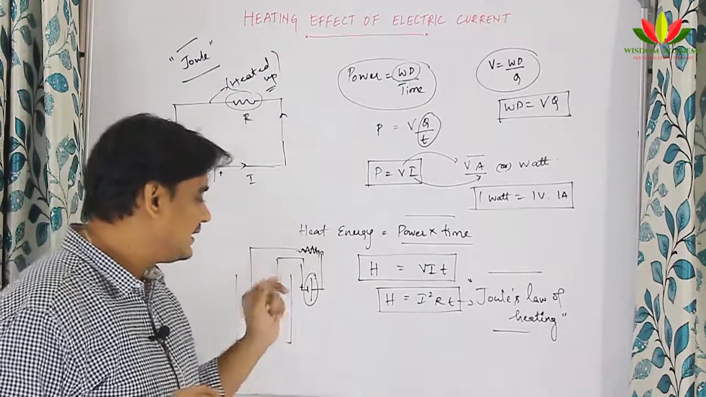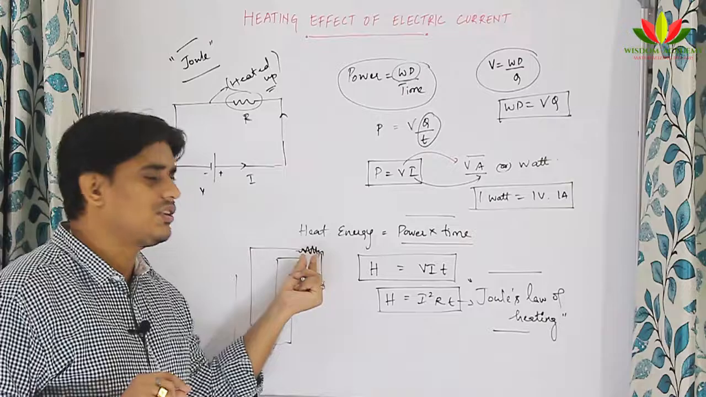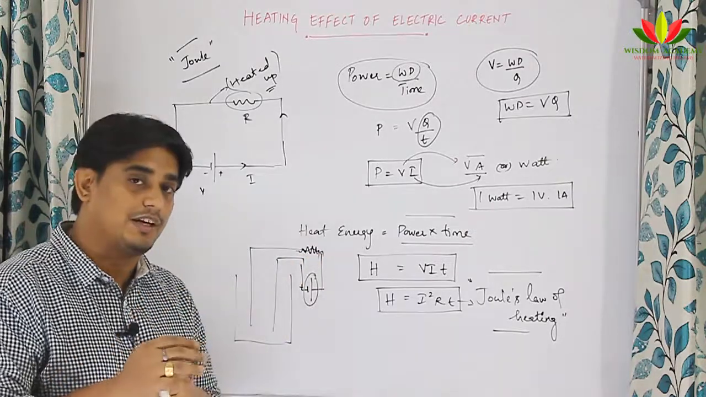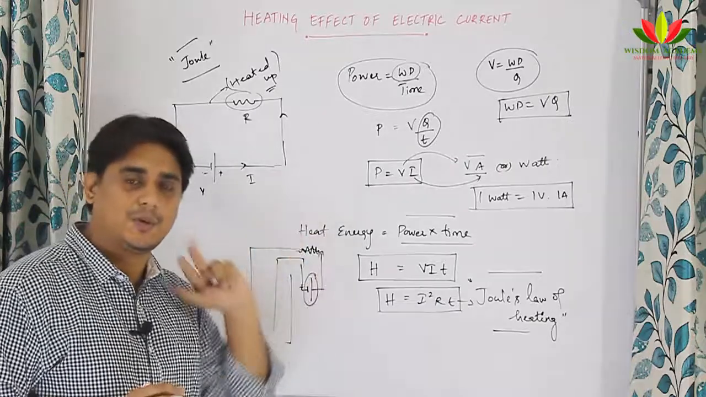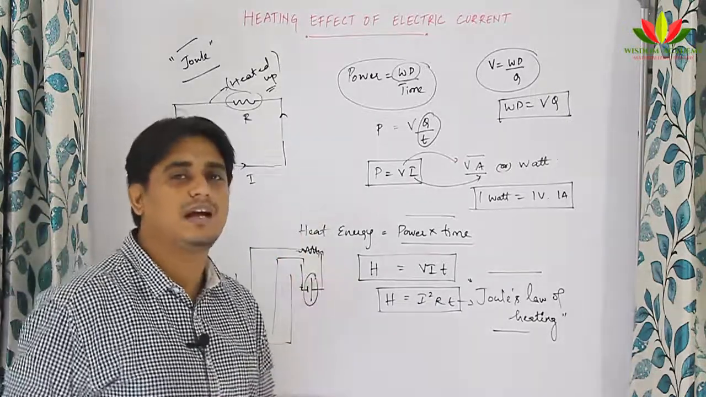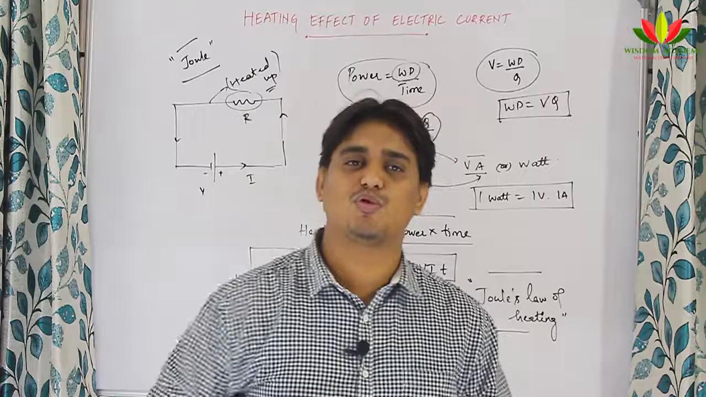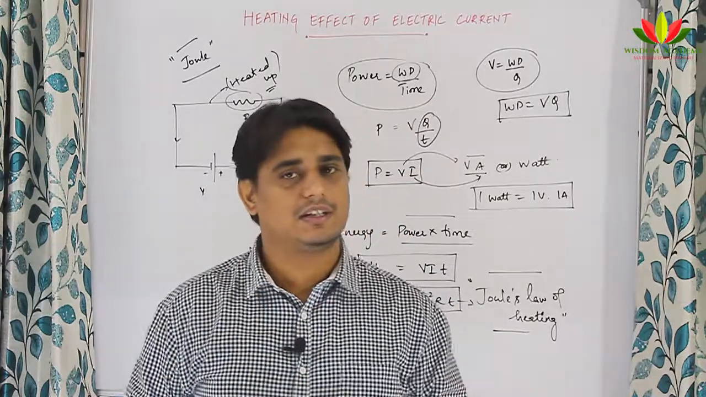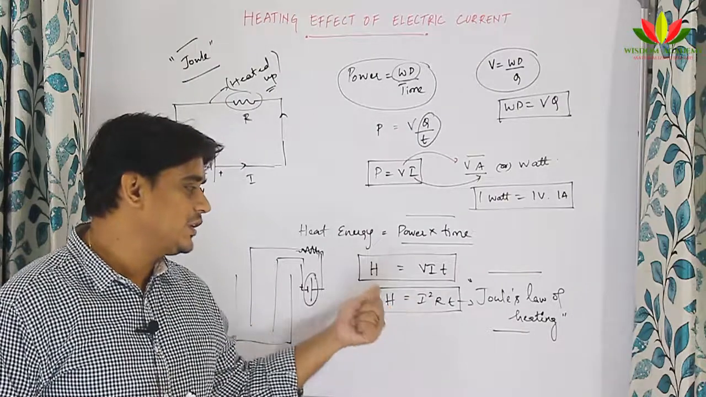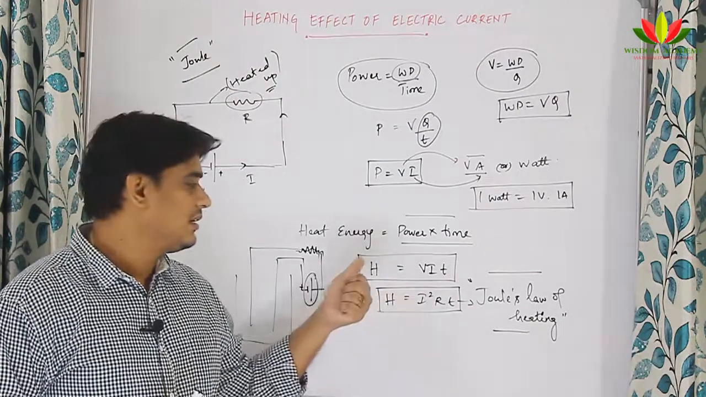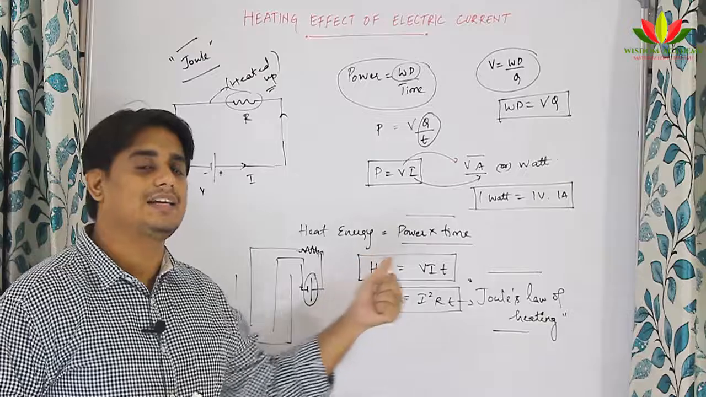In the third case, he kept the current and resistance constant and changed the time of flow of current. He flowed the current for 1 second, 2 seconds, 10 seconds, 20 seconds, 40 seconds, and again found that heat energy is directly proportional to the time. So this is Joule's law of heating: the heat energy produced in a conductor when current passes through it is I square RT.